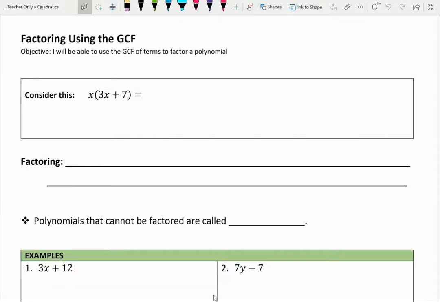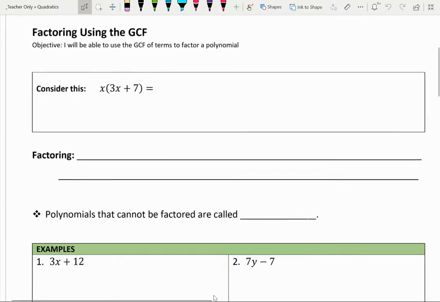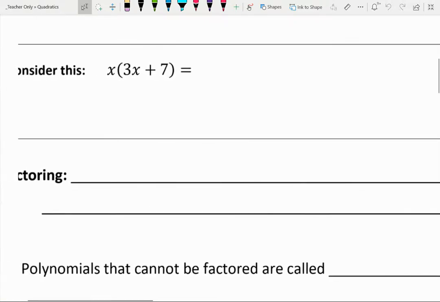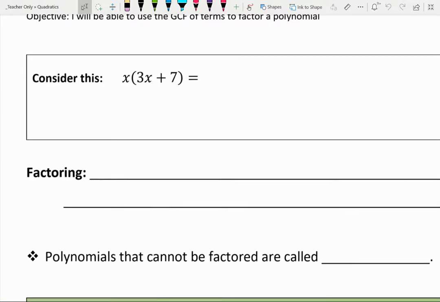Today we're going to get our first taste of factoring. Specifically, we're going to be using the greatest common factor. But before we do that, I want to take a step back and think about where we've been with our polynomial operations. So let's consider the multiplication x times 3x plus 7.